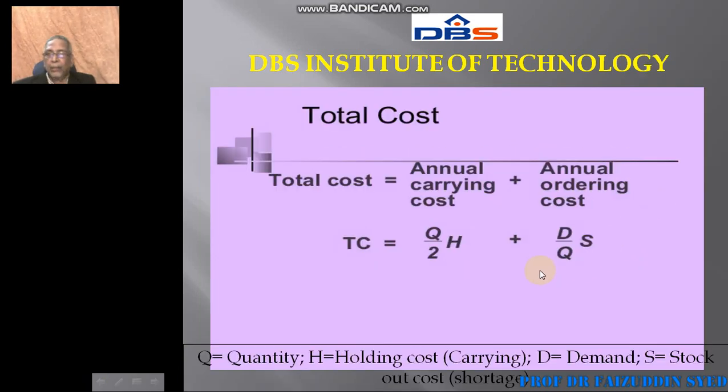Now we should know how to calculate the total cost. The total cost is equal to annual carrying cost plus annual ordering cost. So the total cost TC is equal to Q/2, that is quantity divided by 2, times holding cost, plus D/Q, that is demand divided by quantity, times the ordering cost. If we calculate it, we will get the total cost.